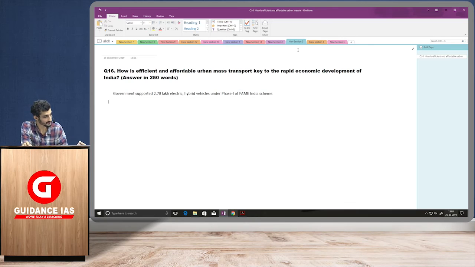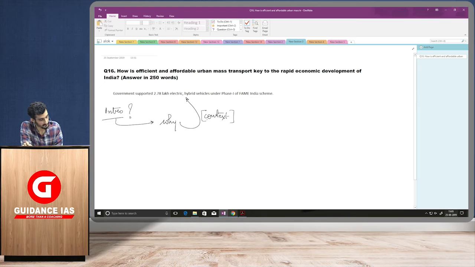Again, to start this question, we can have an intro with respect to why. Why means a context in which it is used in recent times.